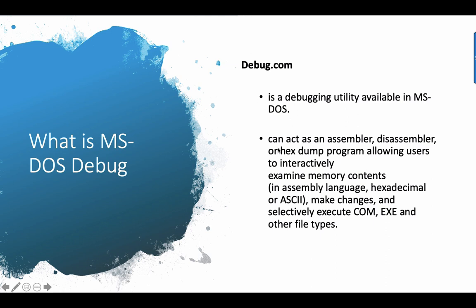This debug.com can act as an assembler, disassembler, or hex dump program, allowing users to interact with the memory. You'll be able to see the hexadecimal and ASCII values, and technically it makes changes to selective COM and .exe files and other file types.